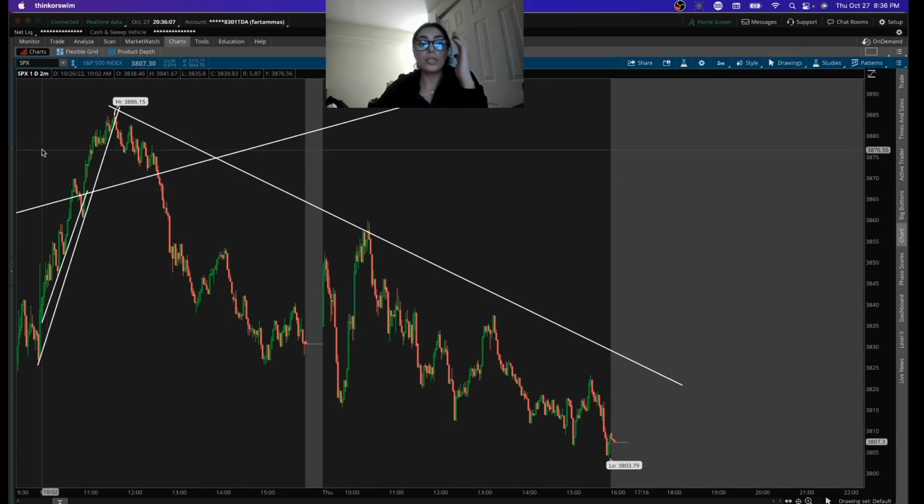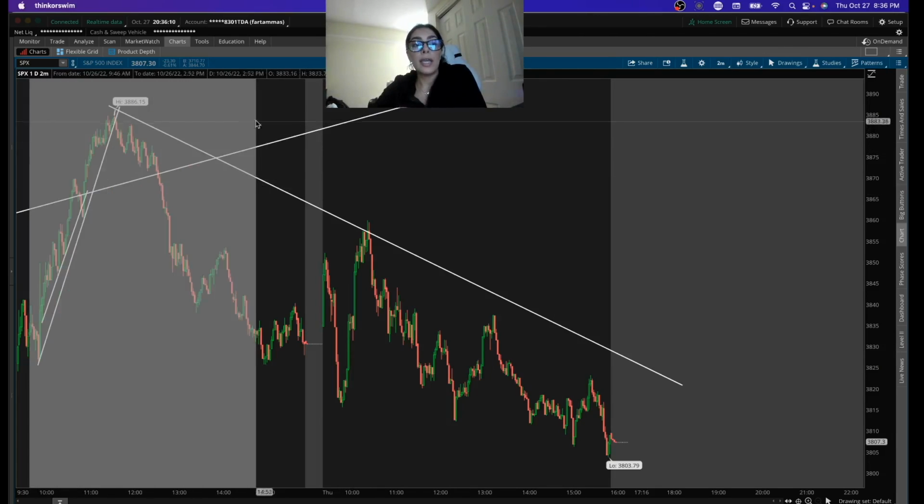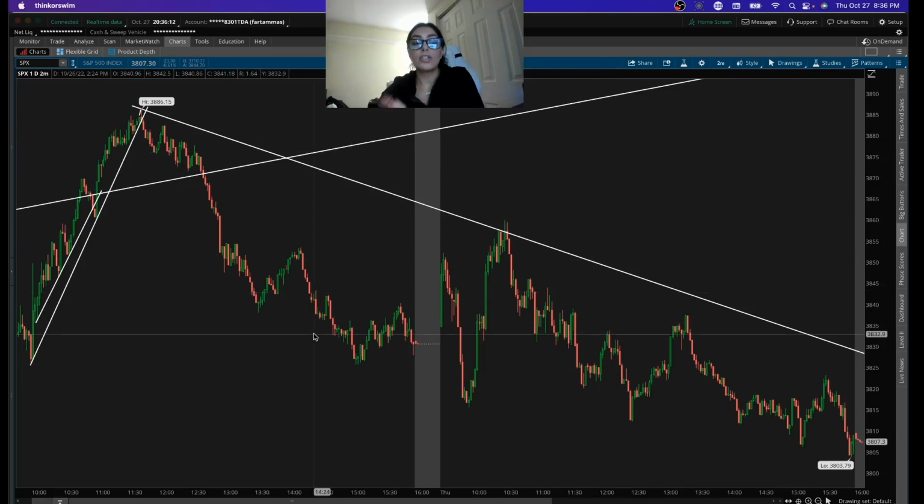So this is what I usually trade. And again, when you're trading a breakout, when you're trading a trend line, the highest probability setup to take is with a significant level of support or resistance. So this is a specific play that I took on SPX.